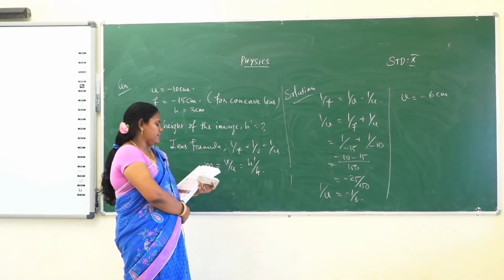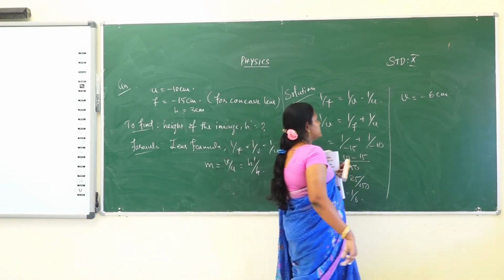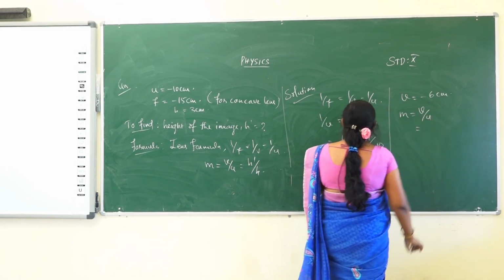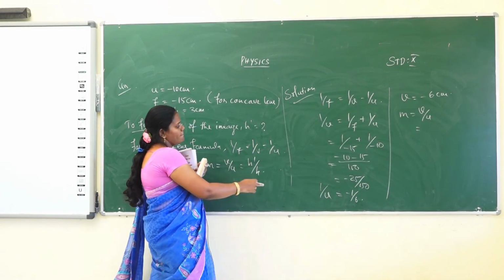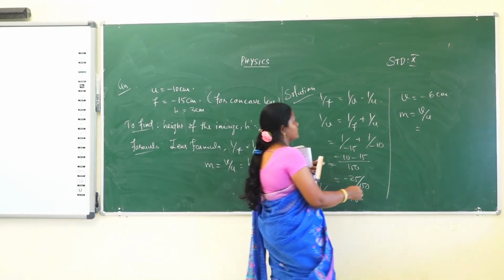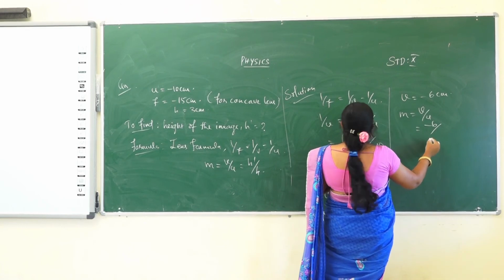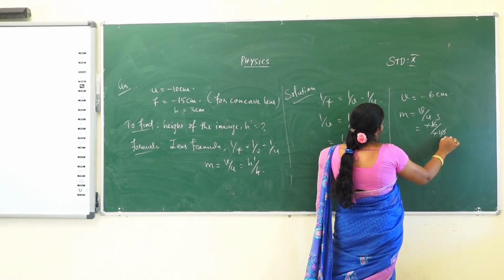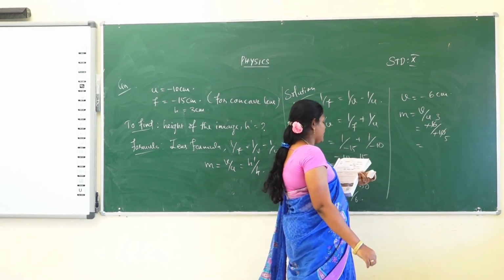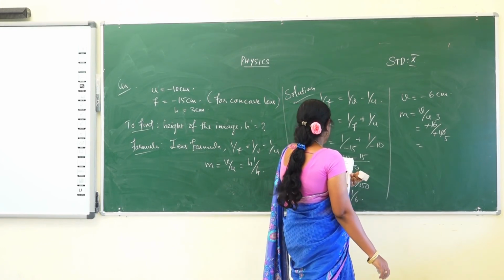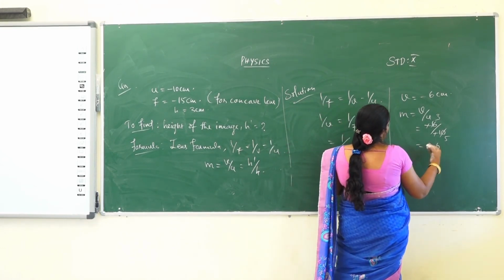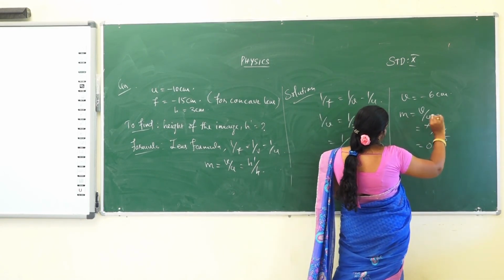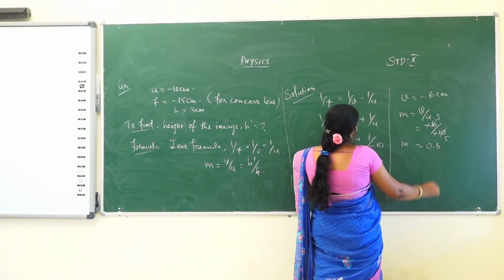And then next to calculate the magnification, M is equal to V by U. Substitute the V value and the U value. What's the V value? That is minus 6. And what's the U value? That is minus 10. So minus 6 by minus 10. Minus minus cancel. 3 2s are 6 and 5 2s are 10. So 3 by 5, that is 0.6. The magnification M is equal to 0.6.